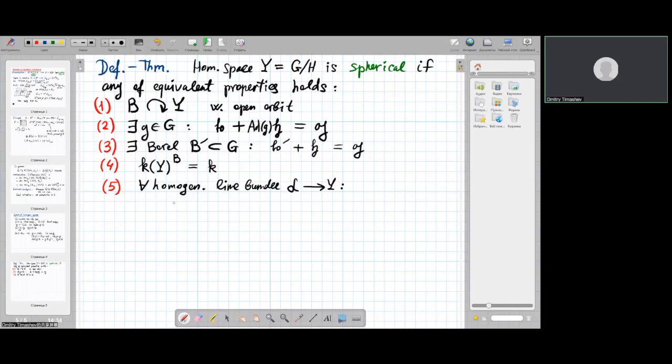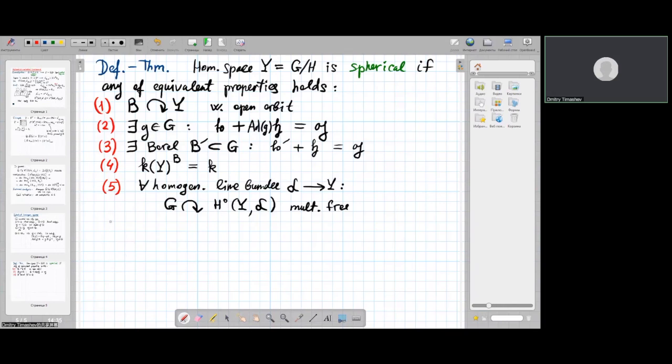So this fifth condition says that for any homogeneous line bundle over Y, the representation of G in its space of sections, well, maybe I put Y here, not G mod H, I put Y here. The representation of G in this space of sections is multiplicity free, which means that each irreducible submodule occurs at most once in here.